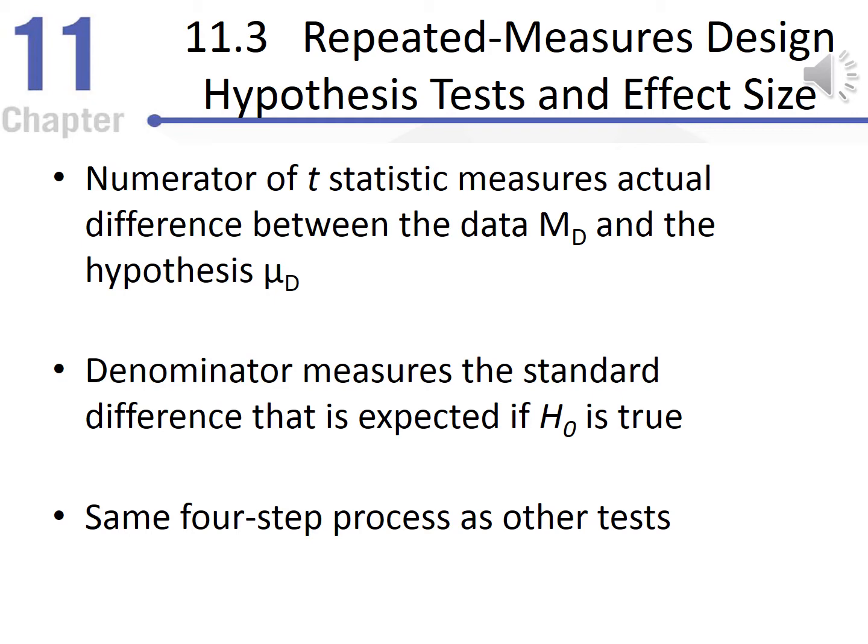As before, the numerator measures the actual difference between the data and the null hypothesis, and the denominator measures the standard difference that would be expected if the null hypothesis were true. Big t values, as before, mean we can reject the null hypothesis, as the means are far away from the population mean and what would be expected if there were no treatment effect. So they are highly unlikely to have been obtained by chance alone.